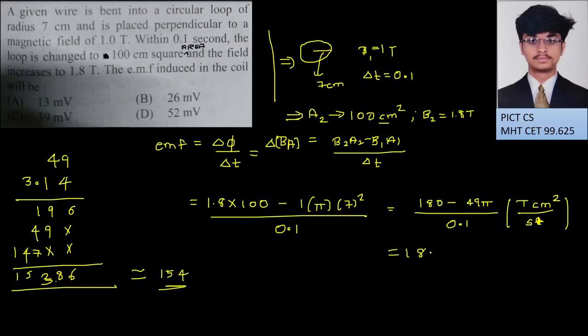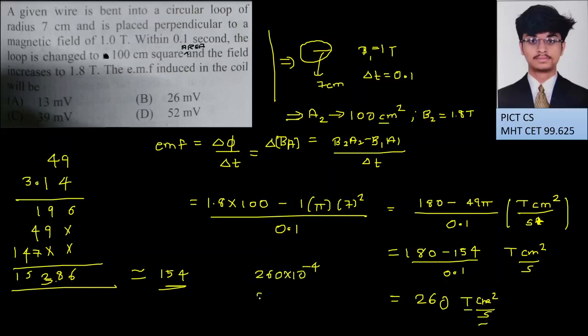So it will become 180 minus 154 upon 0.1 Tesla centimeter square per second. So 180 minus 154 is 26, and upon 0.1 it's into 10, so it will be 260 Tesla centimeter square per second. Now Tesla is the SI unit, second is the SI unit, all I need is to convert centimeter square into meter square, so I'll multiply by 10 raised to minus 4. So it will become 26 into 10 raised to minus 3, which is 26 millivolts. Alright, so the option matching this answer is option B, 26 millivolts.